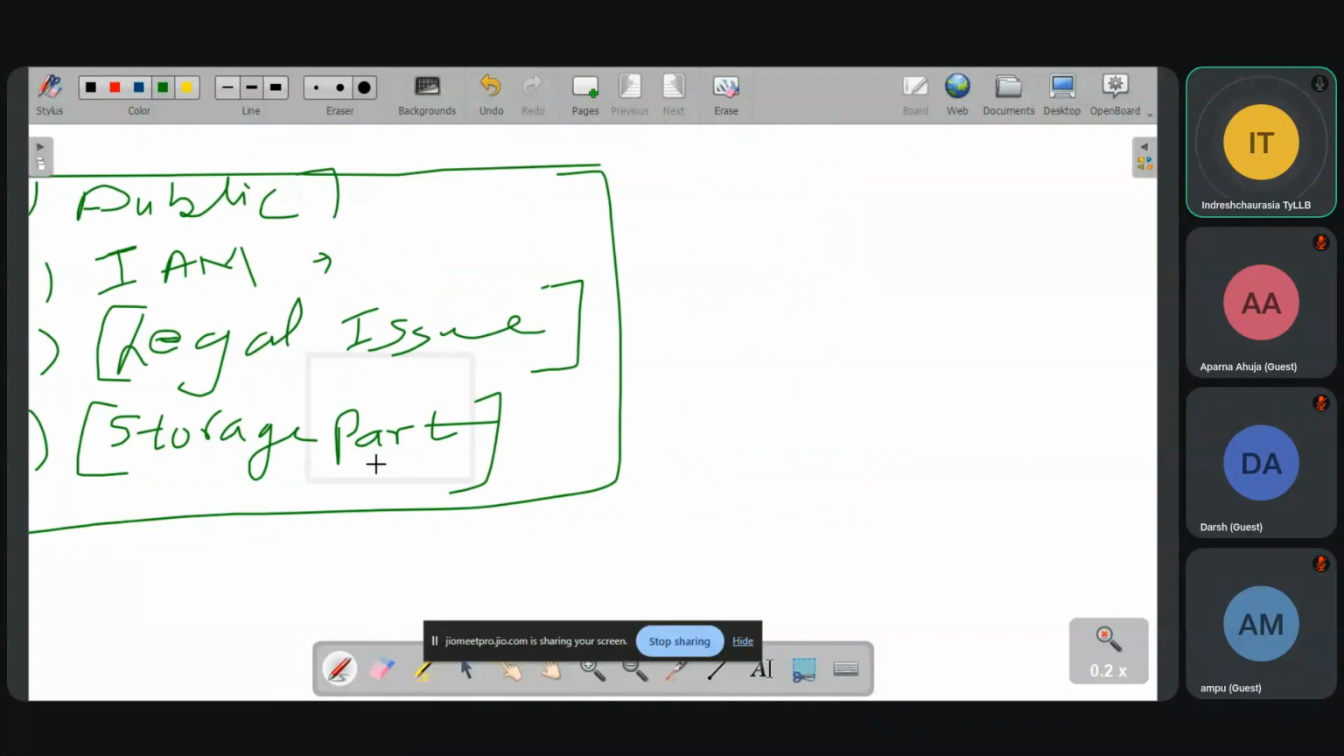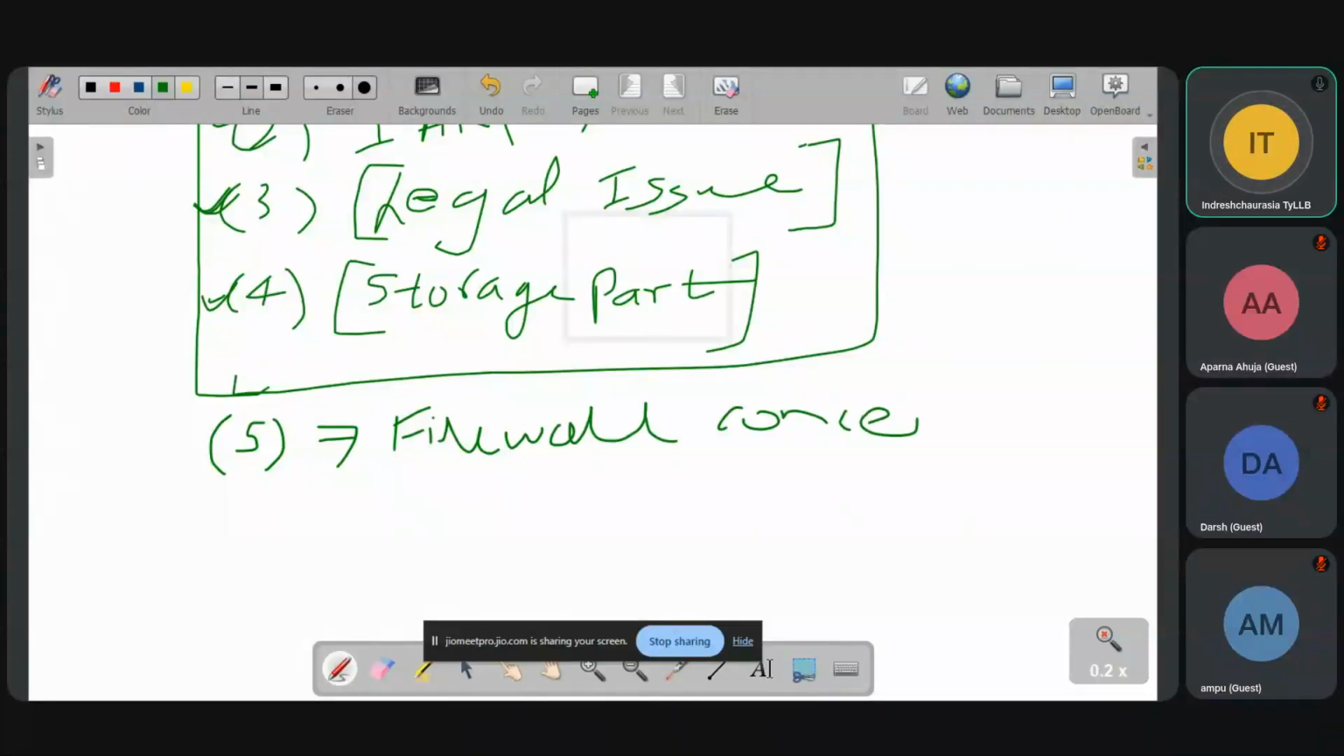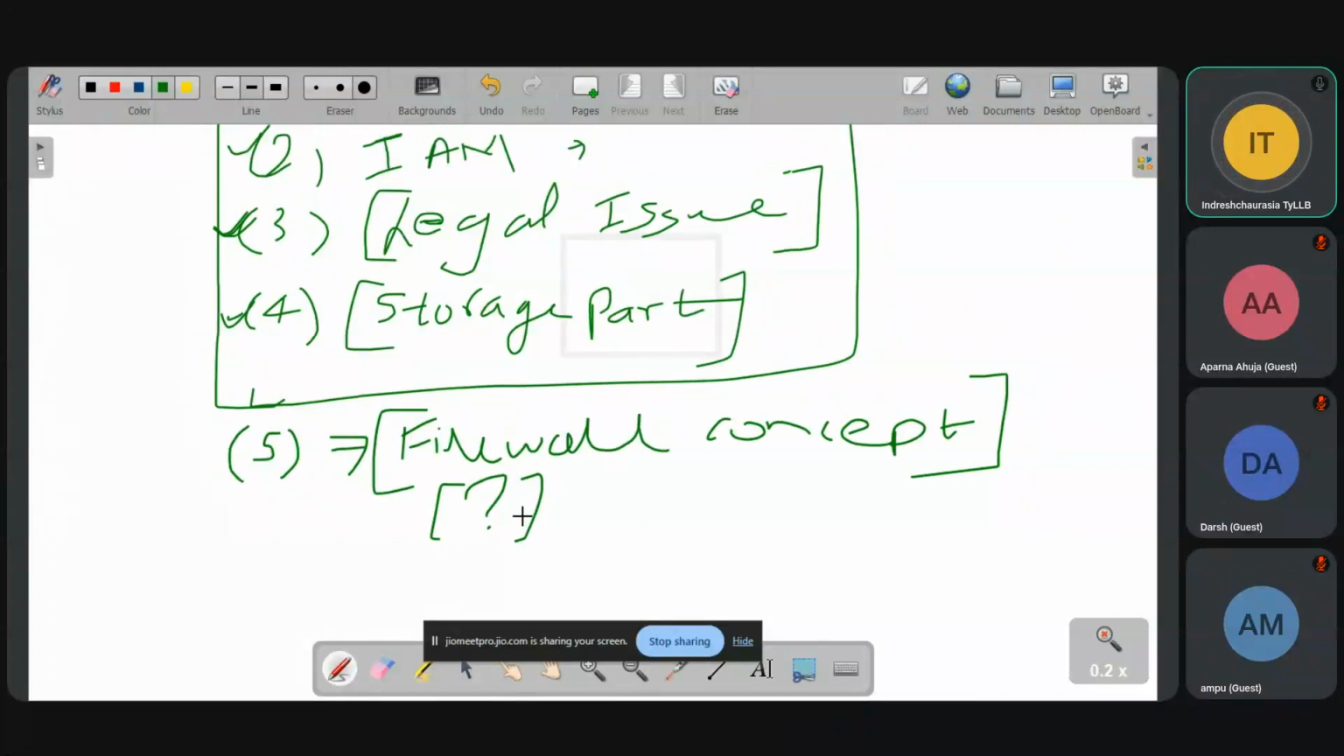Now the fifth one. There was no firewall when the cloud came into the picture. There was no firewall concept in the initial days of the cloud. Now you can set up a firewall very easily. But just imagine there is no firewall, then how are we going to manage the access rules?